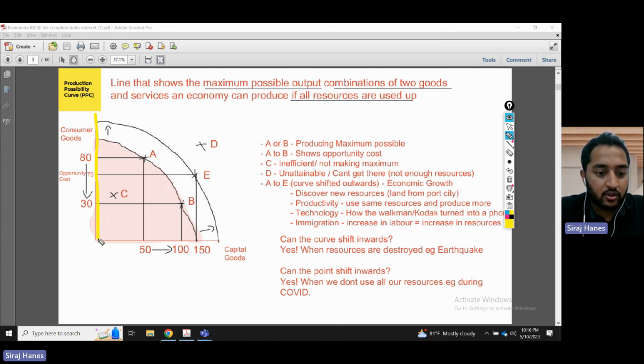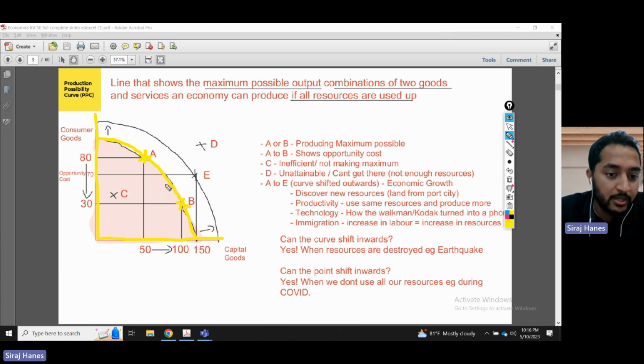So now it's already drawn, but if you look at this PPC, the yellow line that I'm drawing now is the original PPC. Ignore everything else on this. If you produce on the line, at A or B, so I'm just selecting random points on the line, it means you're producing at maximum possible output, meaning you're using all your resources and producing the maximum.